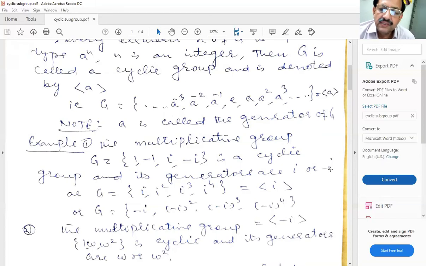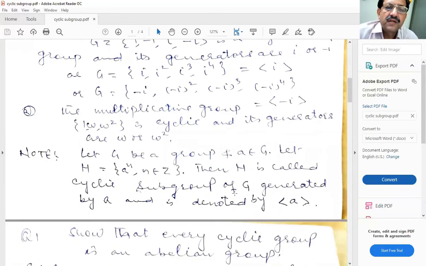Also, G is equal to {minus iota, (minus iota) square, (minus iota) cube, (minus iota) whole power 4}. So this group G is also generated by minus iota. Next, the multiplicative group, again the group under the operation of multiplication, you can call it G, {1, omega, omega square}. This is also a cyclic group and its generators are omega and omega square.